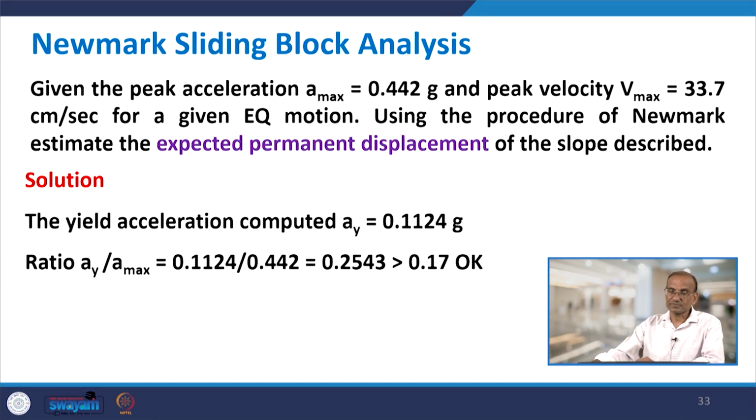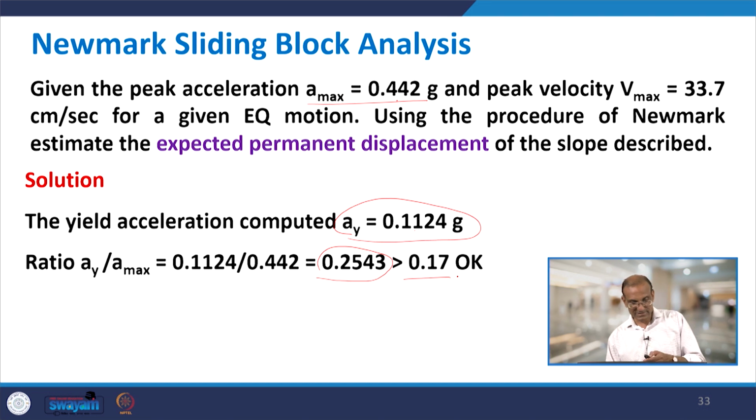Coming to a small example on Newmark sliding block analysis. Here the peak acceleration Amax is given as 0.442 g, and peak velocity Vmax is 33.7 centimeter per second. One more piece of information is given in the question, which is yield acceleration 0.112 g. First, you find the ratio of AY by Amax. AY is 0.1124 and Amax is 0.442, and this ratio comes out to be 0.2543. So, this is more than 0.17.